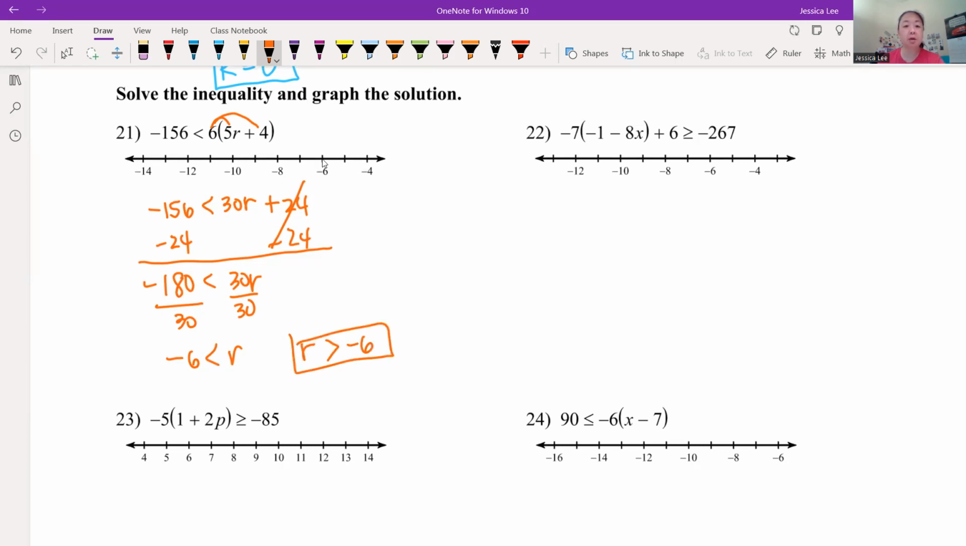We're going to go to -6 right here. And that's going to be an open circle. It's going to be an open circle because it cannot equal -6, right? Just like our domain and range, remember? And it says r is greater than that. So what are all the numbers that are greater? It goes to the right. Okay, so it's going to be all of those. And that's how we graph it.